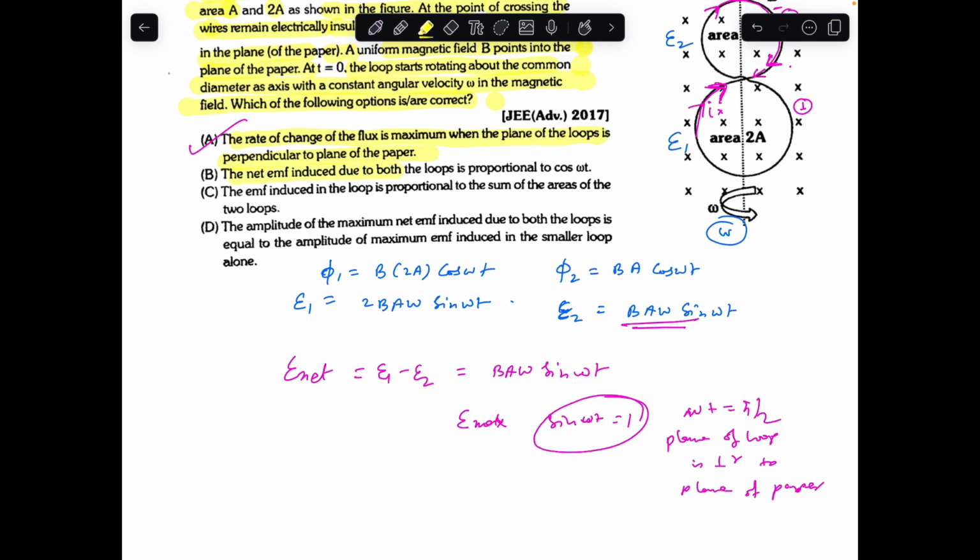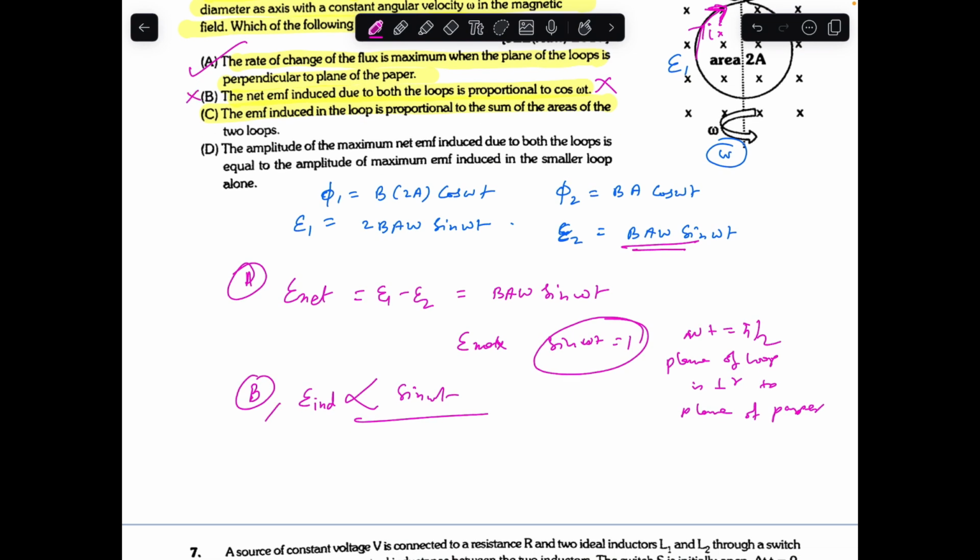Option B. The net EMF induced due to both loops is proportional to cos omega t. No, it's proportional to sin omega t. E net is directly proportional to sin omega t. So option B is wrong.